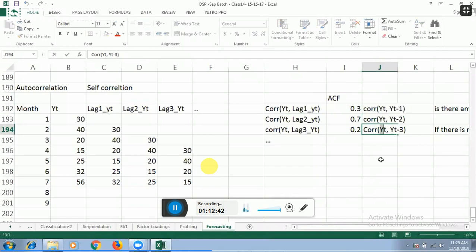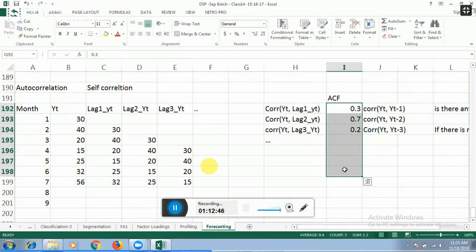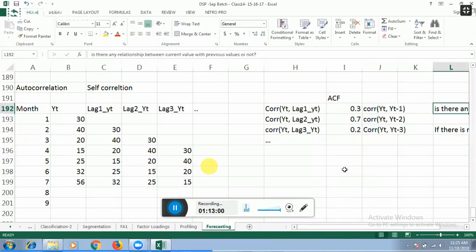Suppose all the relationships are almost 0. That means there is no relationship between your current value and your past values. You cannot really identify any relationship between your current value and previous values. And if all of them are close to 0, then that series we call white noise or a random walk.